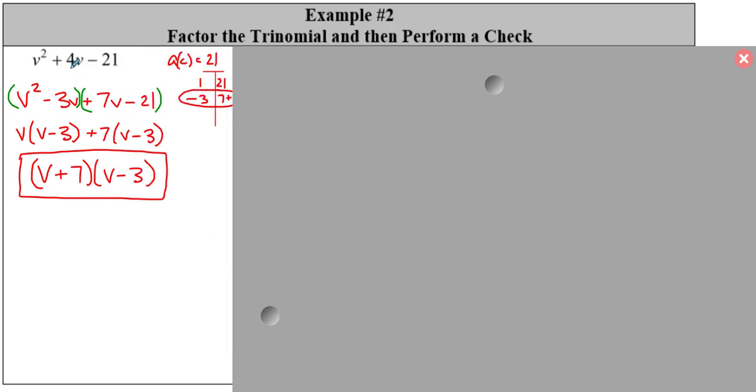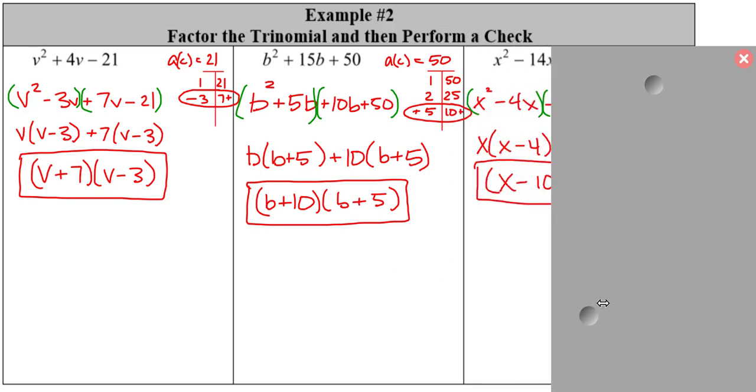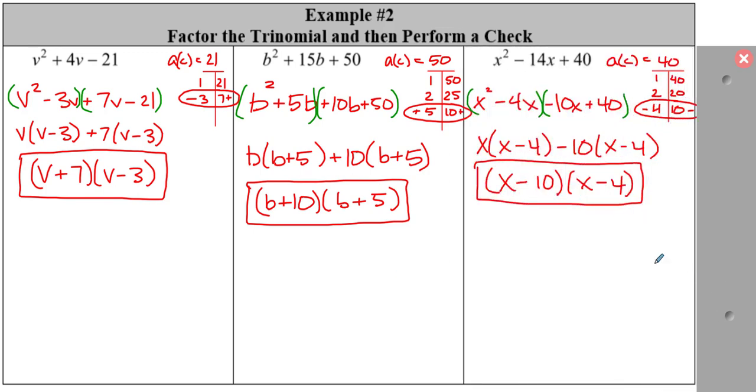Alright, so this first one, we have a negative c term, so that means I should end up with a plus minus, and I got v plus 7, v minus 3. Alright, and then the second one, positive and positive, that means I'm going to end up with a plus plus. That's like that first example. And we got b plus 10, b plus 5. And then last but not least, my c term is positive, but my b term is negative, so I'm going to end up with a minus minus.